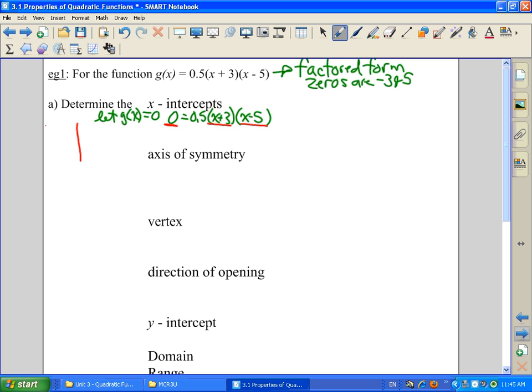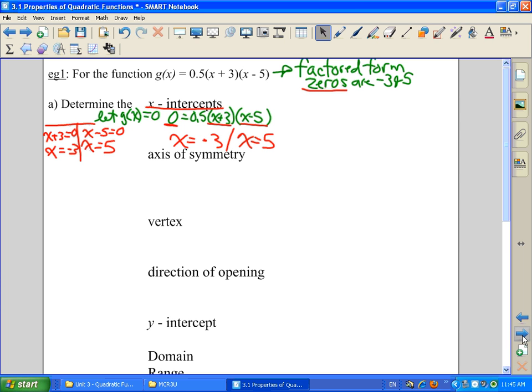So you may have remembered from grade 10 setting up a t-chart and going x plus 3 equals 0, and then you solve for the variable, x equals -3. Or you take your second bracket, x minus 5 equals 0, so x equals 5. So our answers here, folks, are x equals -3 and x equals 5. Also, you may have remembered that x-intercept is the same as the zeros, and it was given as an important piece of information in the function.